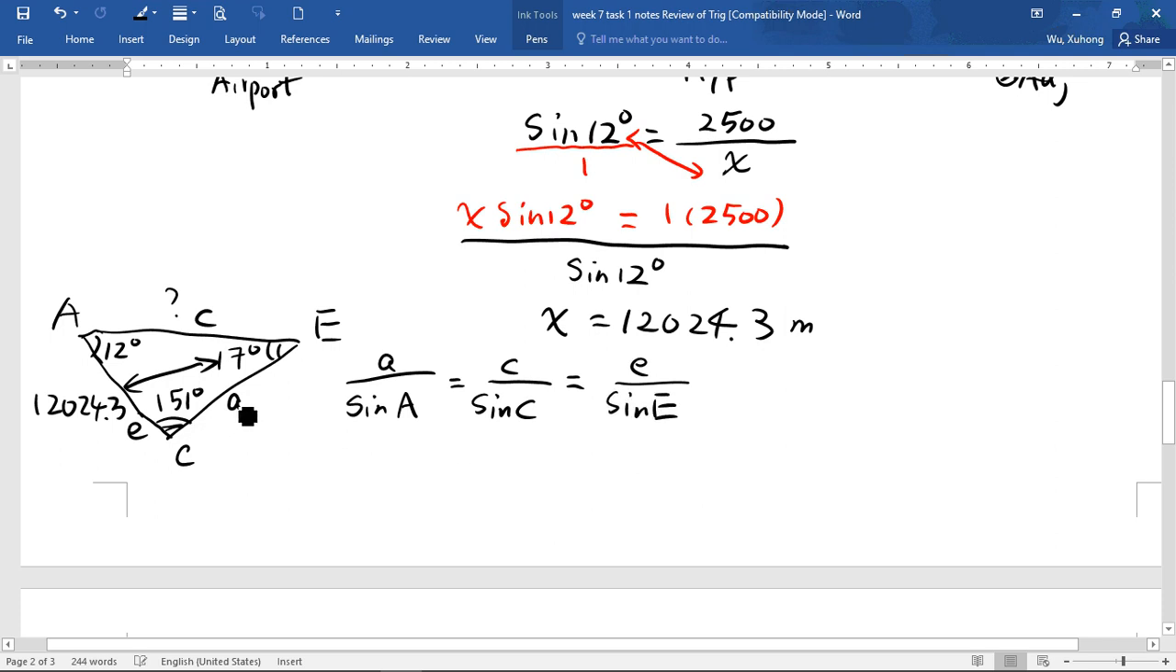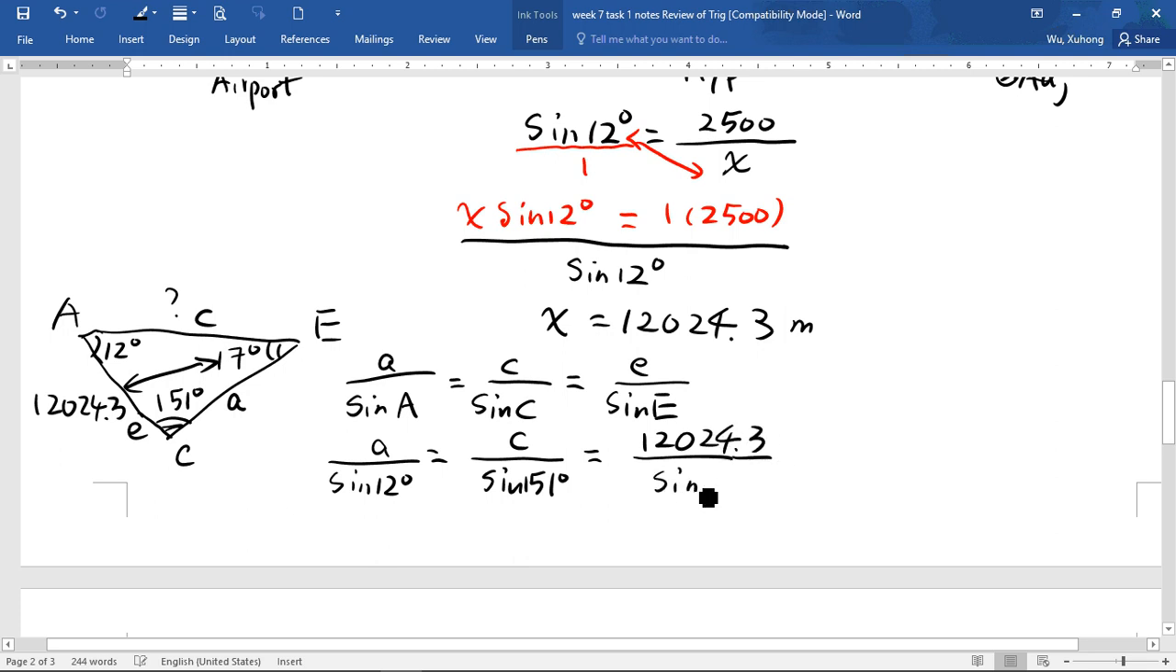Then we sub in the given information. A over sine 12 equals C over sine 151, and E is 12,024.3 over sine 17 degrees. This is the sine law.